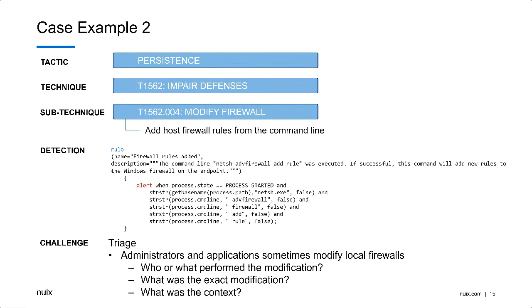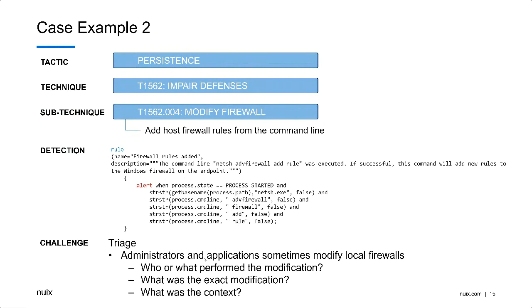So the detection logic here says firewall rules were added. And what we're looking for is very straightforward. It just says whenever a process starts up and it is called netsh.exe, and it uses any one of these, actually it uses all four of these command line arguments, then create an alert. So what's the challenge here?